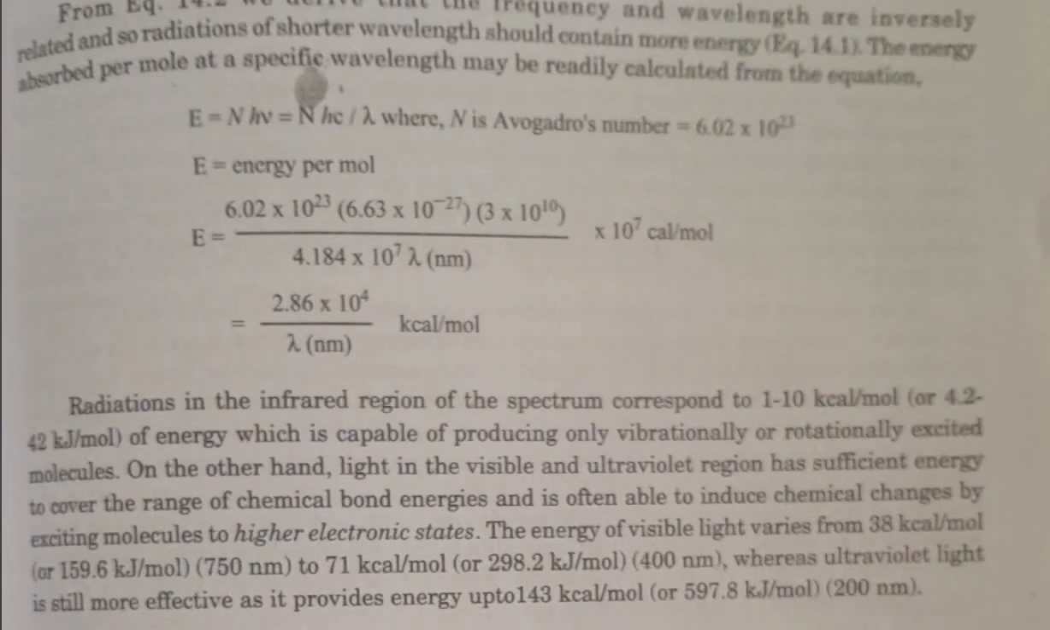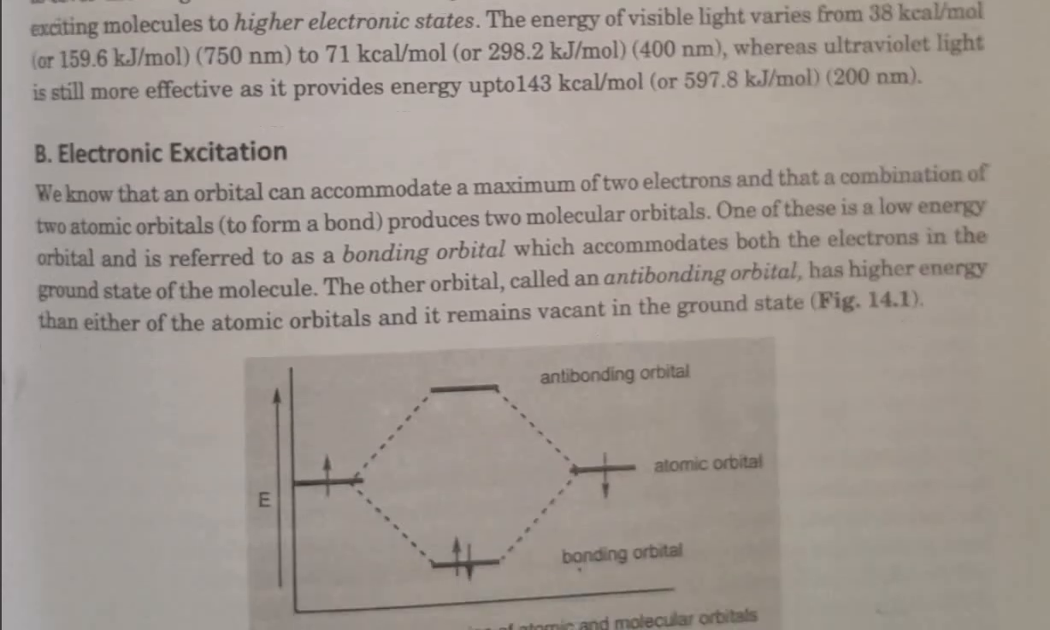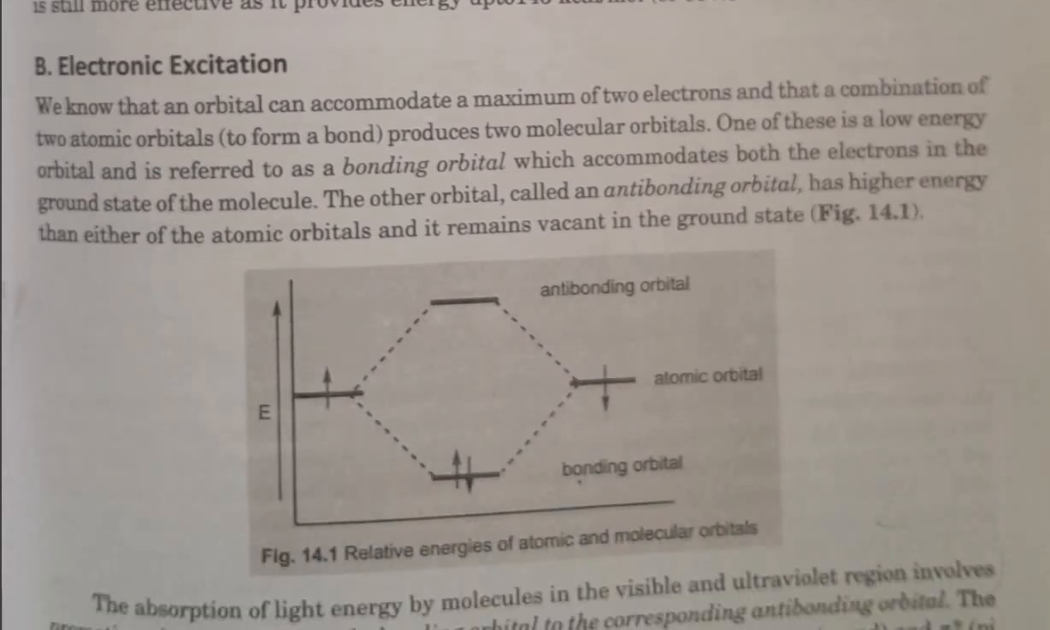So energy is equal to N h nu, which is N h c divided by lambda, where N is Avogadro number and E is energy per mole. Then if you put in all the constants, you will get 2.86 × 10⁴ divided by lambda in nanometer, in kilocalorie per mole. So this is the energy of photochemistry. Now electronic excitations.